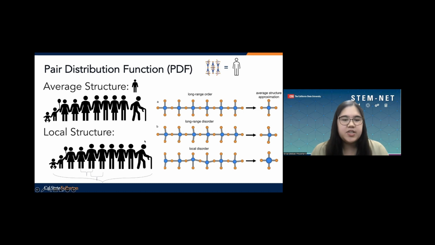However, if we look into local structure, which PDF provides, with our family we'll be able to see the individual ages of these family members, as well as compare the difference in age between the youngest family member and the eldest family member, or any other ages in between. Again, with my crystalline material, we'll be able to see these specific disorders that we weren't able to see with the XRD data.